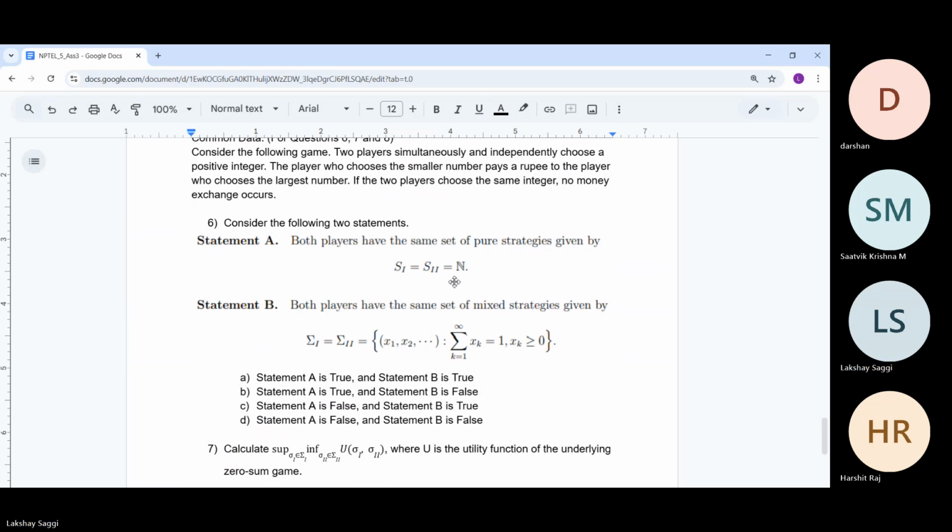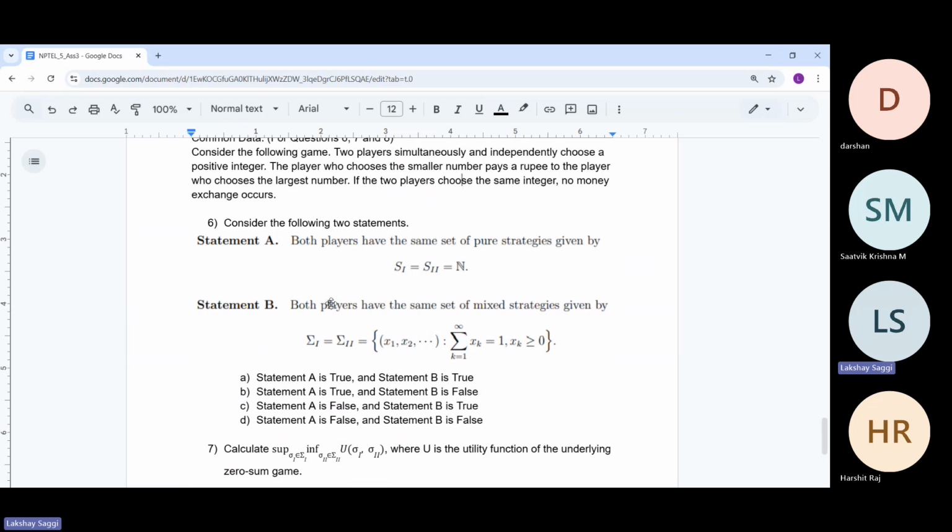So what's the set of pure strategies? Pure strategies are basically those which do not involve any randomness. S1 is the strategy set for player one, S2 denotes the strategy set for player two, and both will be just equal to N. N denotes the set of natural numbers, right? So statement A is that the set of pure strategies is just the set of natural numbers for both the players.